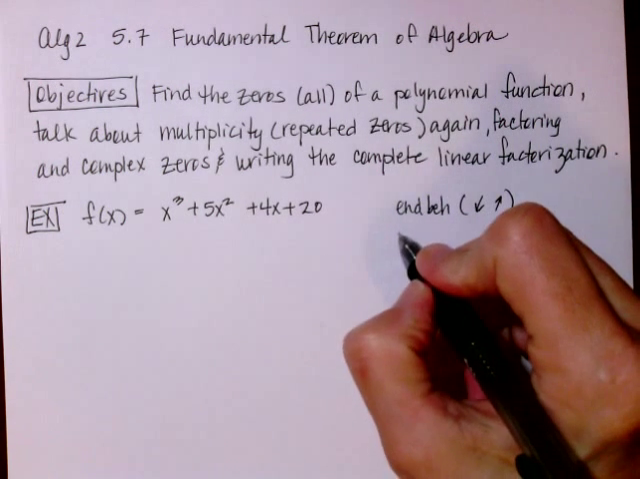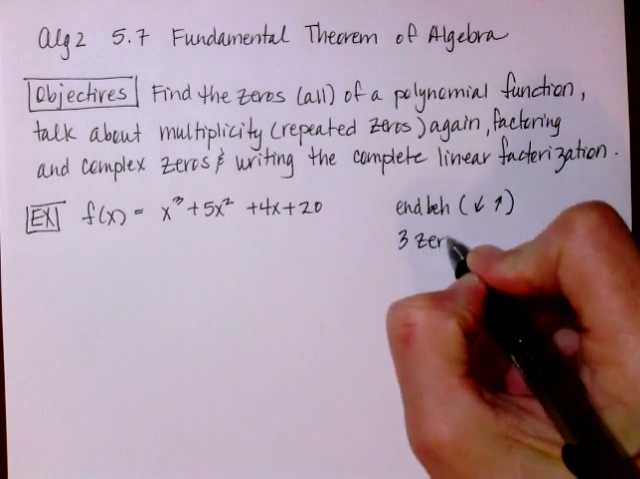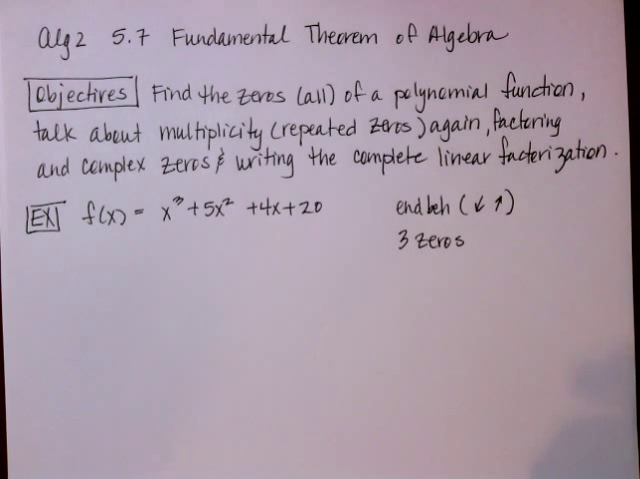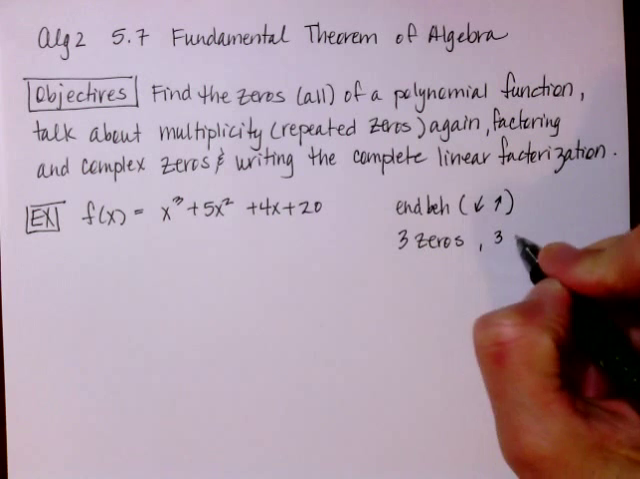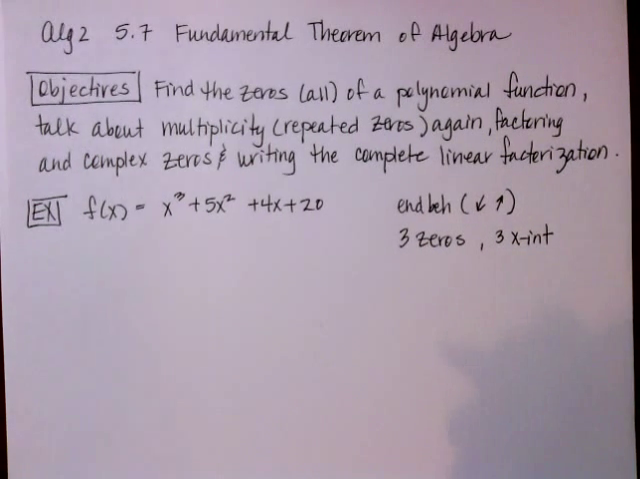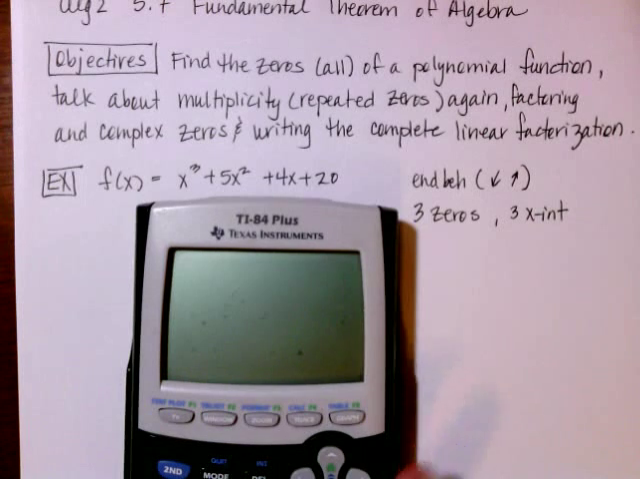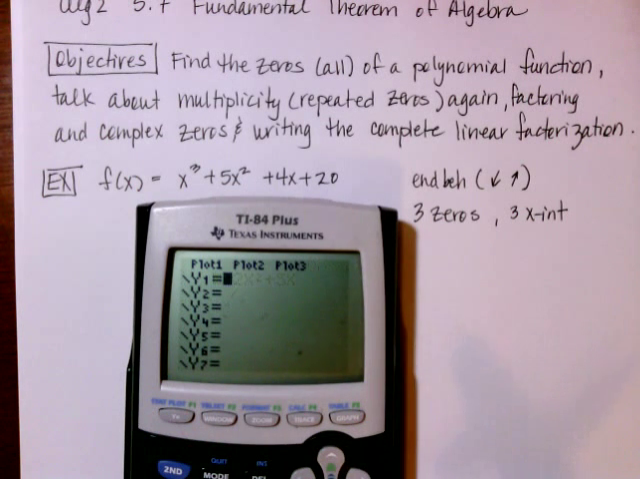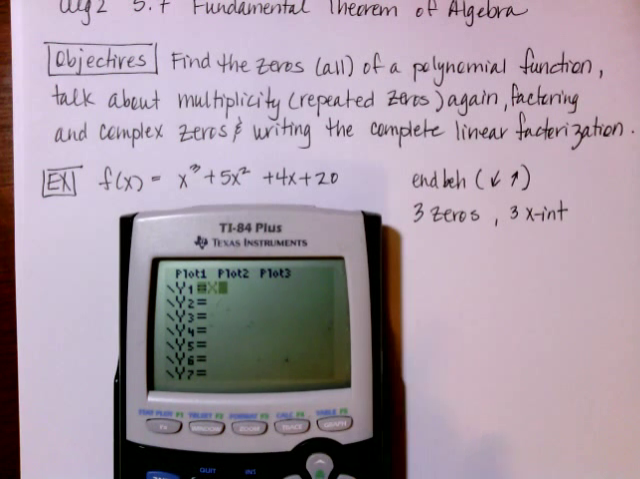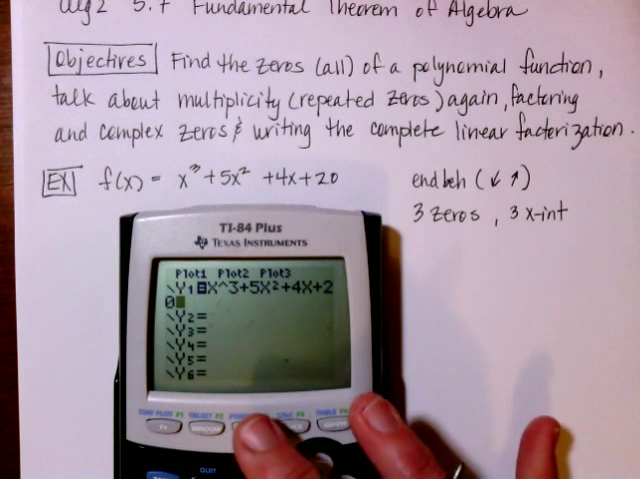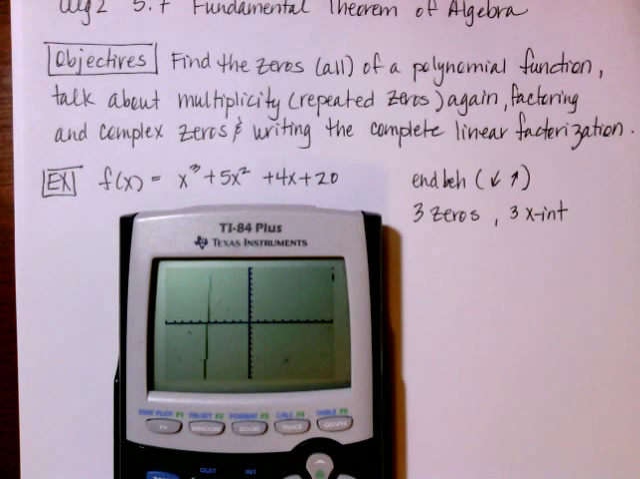Okay, I know that I'm supposed to have 3 zeros because it's a third degree polynomial, which means that it should have 3 x-intercepts because zeros and x-intercepts are basically the same word. All right, so what I'm going to do is graph my handy-dandy function in my grapher. And so I'm going to graph x cubed, and then I have plus 5x squared, and then 4x, and then 20, making sure that I entered it correctly, and I'm going to do a zoom 6.